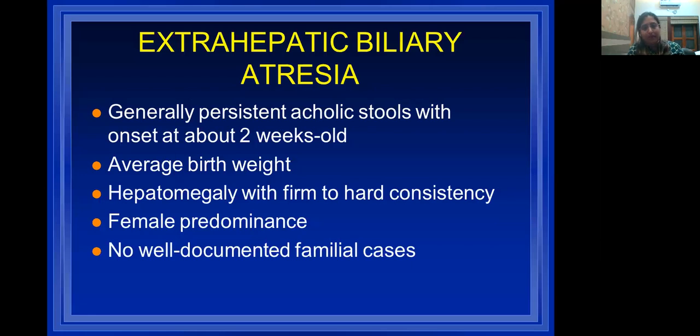So coming back to extrahepatic biliary atresia, the clinical features: there are generally persistent acholic stools with no pigment at all, with onset at about 2 weeks of age. The children are of average birth weight. There might be hepatomegaly, which is firm to hard in consistency on examination per abdomen. It is more predominant in female children. And there are no well-documented familial cases. Extrahepatic biliary atresia does not have much familial predisposition.